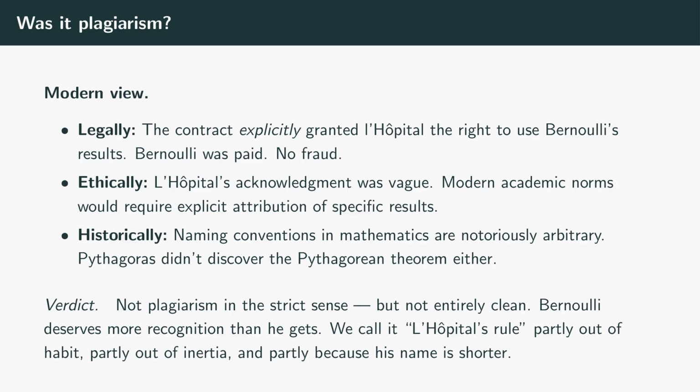Pythagoras didn't discover the Pythagorean theorem. The Babylonians had it 1,000 years earlier. Pascal's triangle was known in China and Persia centuries before Pascal. The name attached to a theorem is usually the name of whoever popularized it, not whoever first proved it.